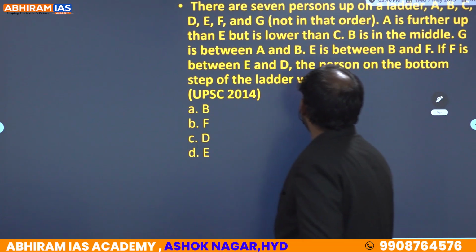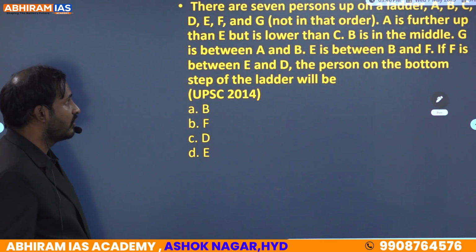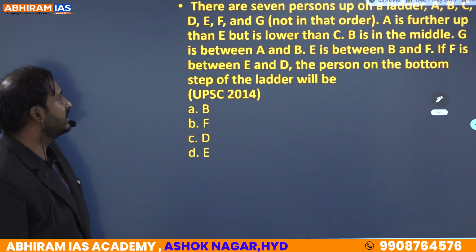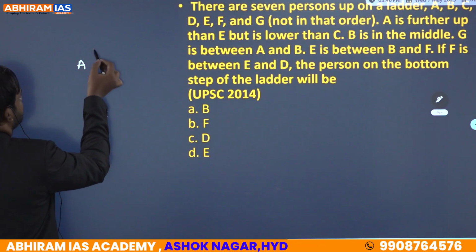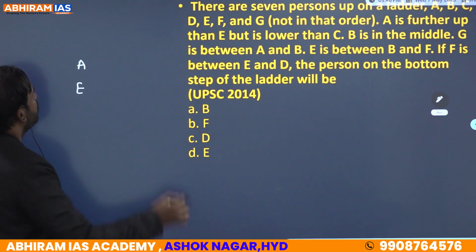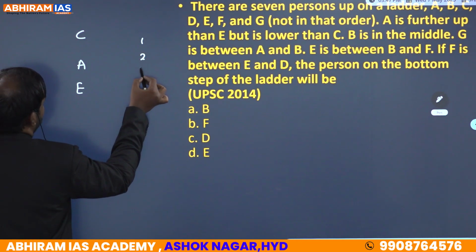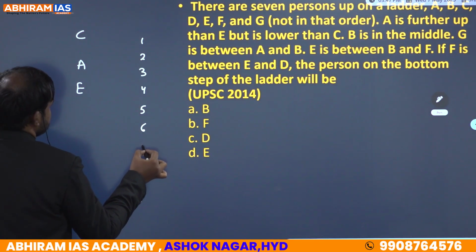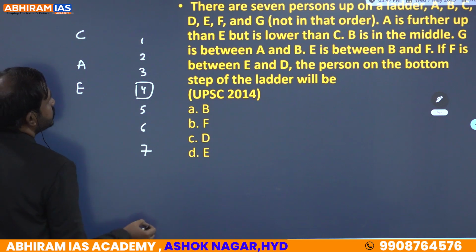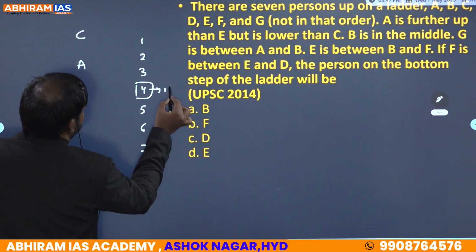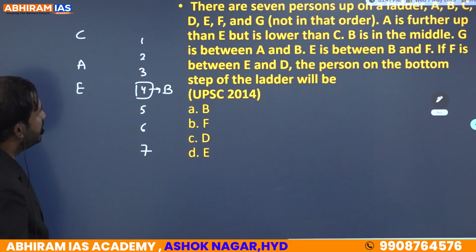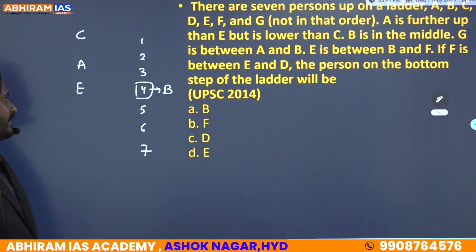Next one. There are 7 persons up on a ladder A, B, C, D, E, F, G, not in that order. Okay. A is further up than E, but is lower than C. A is lower than C. So from the first statement I can write this is my order. Next. B is in the middle. That means in 7 positions, 1, 2, 3, 4, 5, 6 and 7, what is the middle position? 4. So B is in the middle. That means the 4th position will be occupied by whom? B. B is in the middle. G is between A and B.